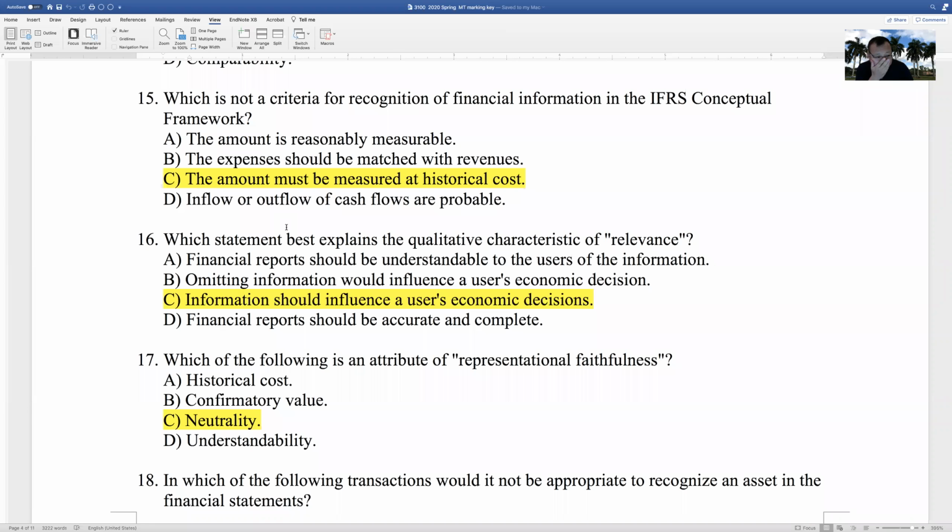Question 15, which is not a criteria for recognition of financial information in the IFRS conceptual framework.